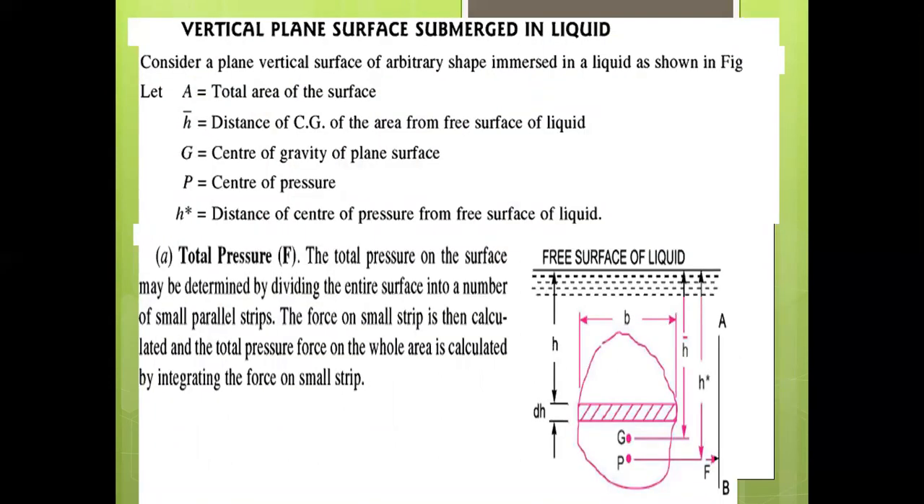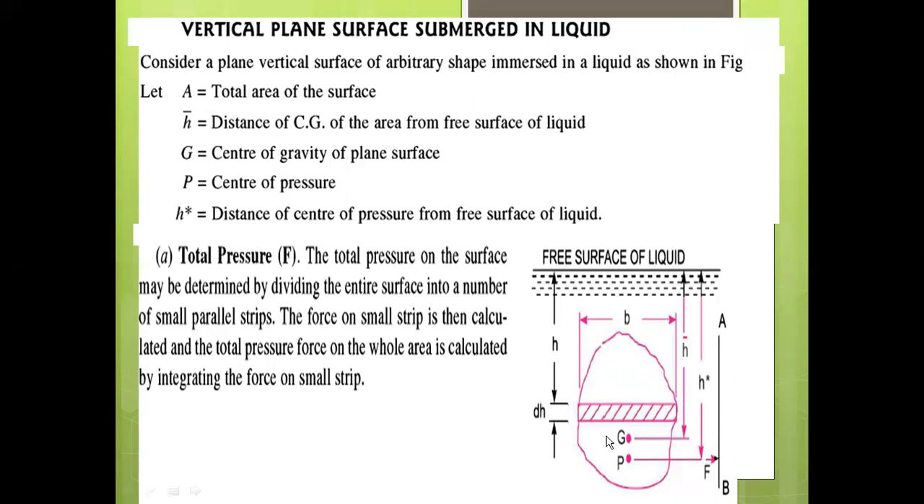The first one is the vertical plane surface submerged in liquid. Now consider this figure. Consider a plane vertical surface of arbitrary shape submerged in a liquid as shown in the figure. Let A be the total area of the surface. H bar is the distance of the center of gravity of the area from the free surface of the liquid. G is the center of gravity of the plane surface. P is the center of pressure, and H star is the distance of the center of pressure from the free surface of the liquid.